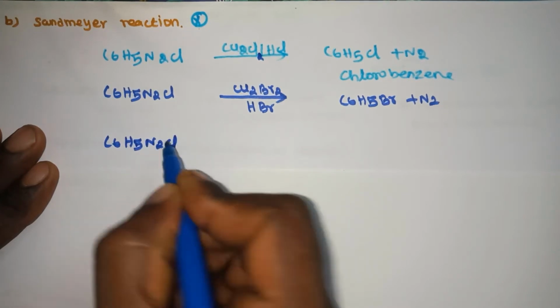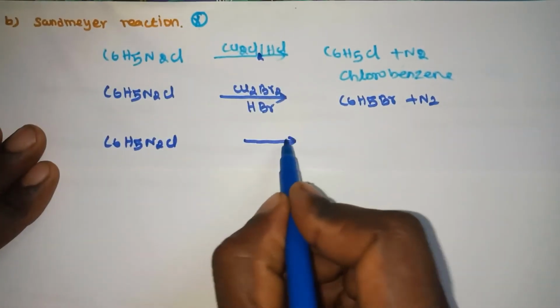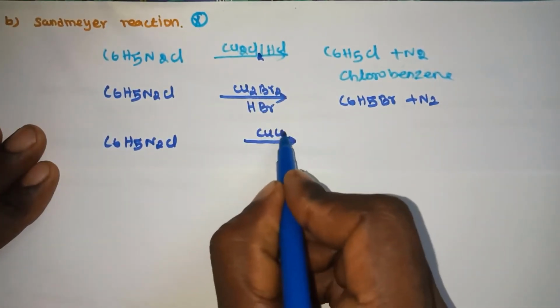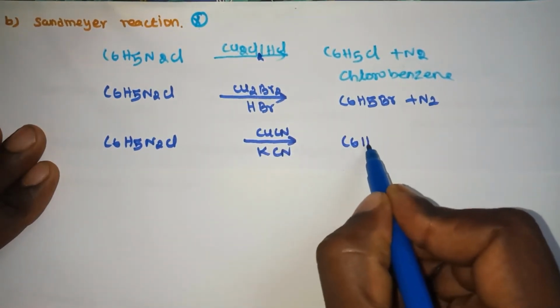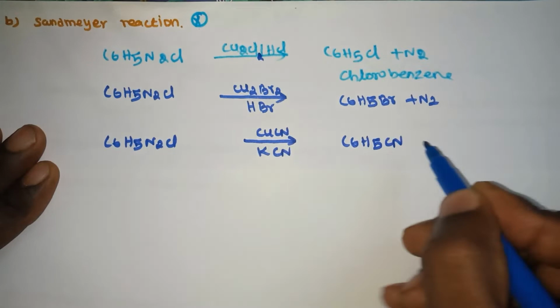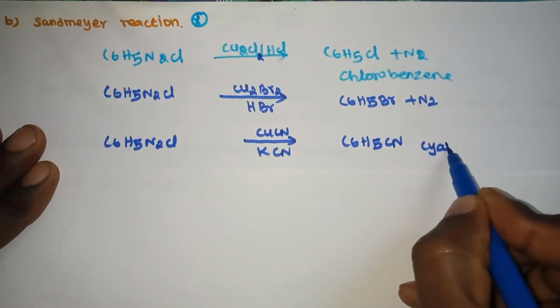Next one, C6H5N2Cl, benzene diazonium chloride, reacts with CuCN and KCN to form cyanobenzene, C6H5CN. This is cyanobenzene.